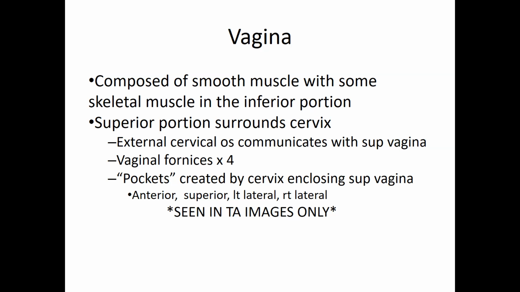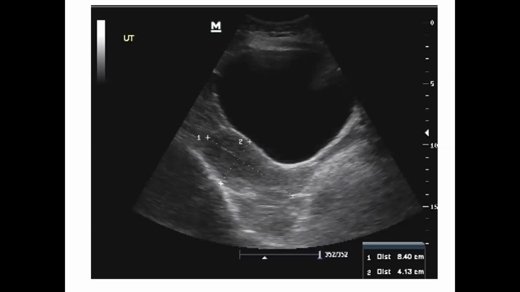So we see anterior, superior, left lateral, right lateral. And we can see this in TA images, but when we do transvaginal images, our probe is actually in the vaginal canal. So we don't appreciate the vaginal fornices when we're transvaginal. We only appreciate them when we're doing transabdominal.